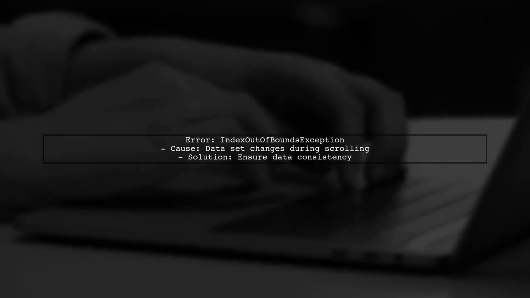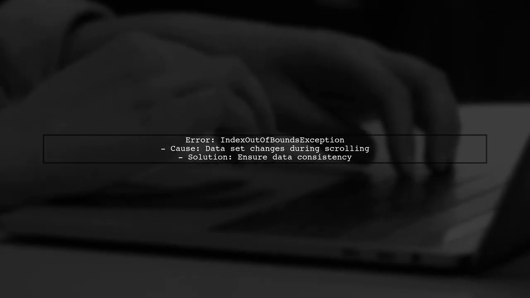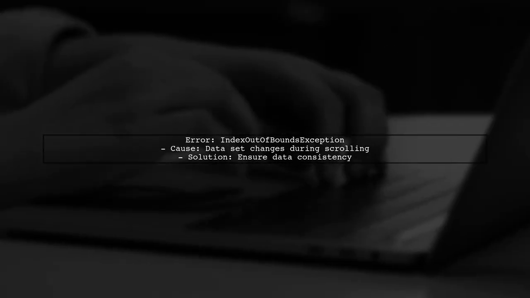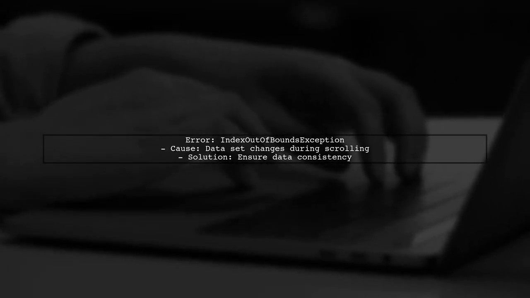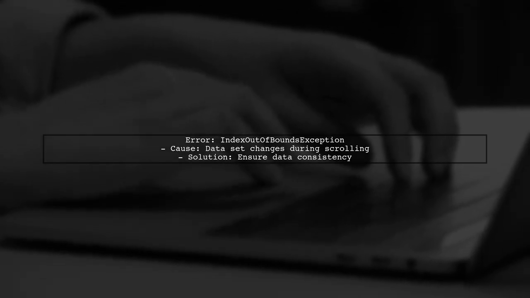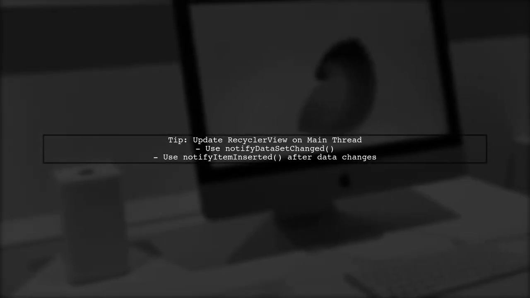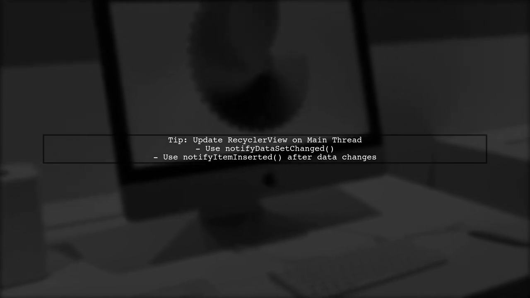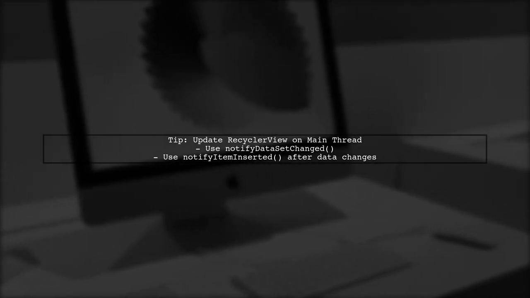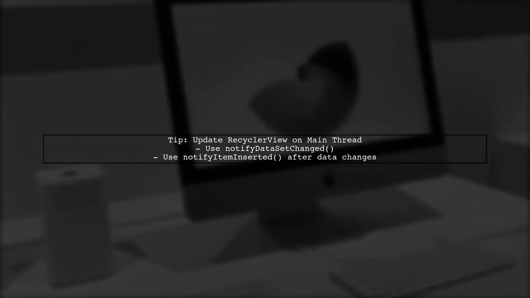The error you're encountering is an index out of bounds exception in your recycler view. This typically happens when the data set changes while the recycler view is being scrolled. To address this, first, ensure that any data updates to your recycler view are done on the main thread. Use notify dataset changed or notify item inserted appropriately after data changes.